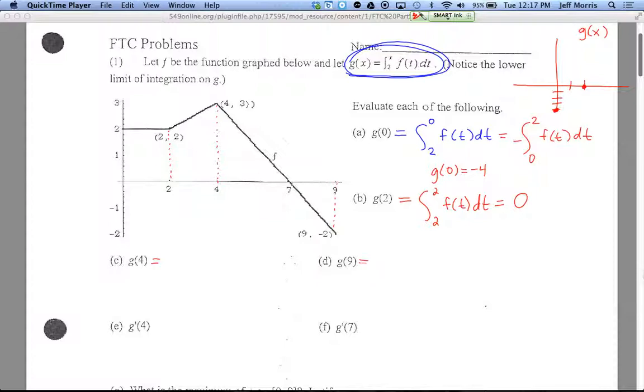How'd you get 0 for me? 2 to 2, that's a property we learned last Thursday. Definite integral from a to a of f of x dx is 0, because there's no width to the rectangle.